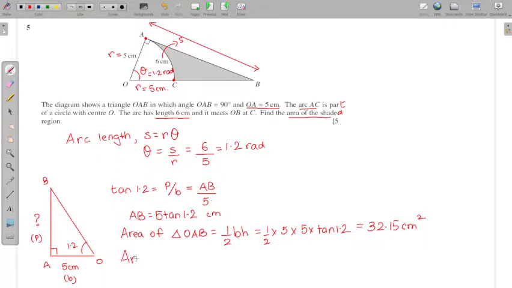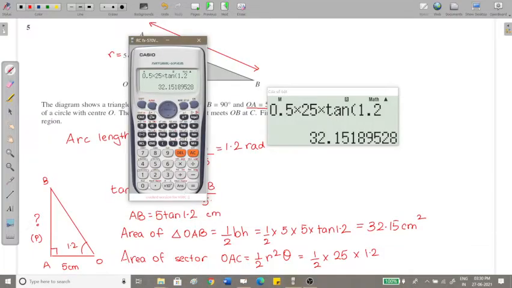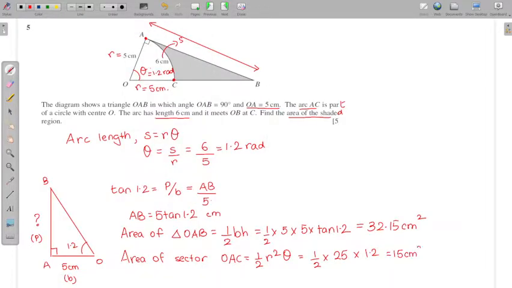So the next step is to find out the area of the sector OAC, and the formula, like I told earlier, is half r square theta. So half into 5 times 5, which is 25, into the theta value, 1.2. So again, let's use our calculator. 0.5 into 25 into 1.2 comes to 15. So that is the area of the sector.